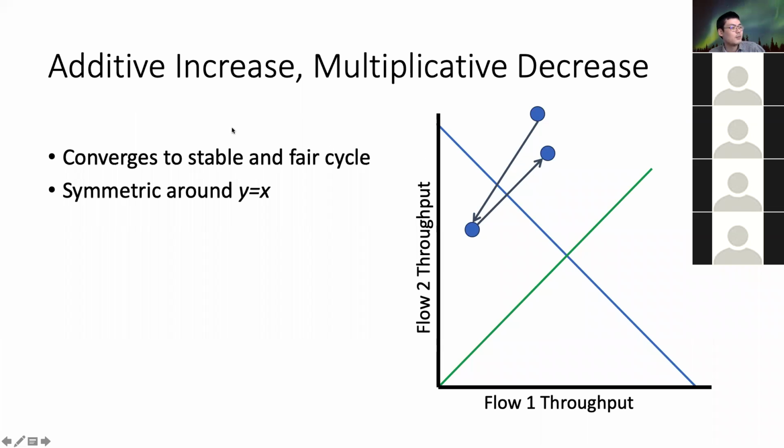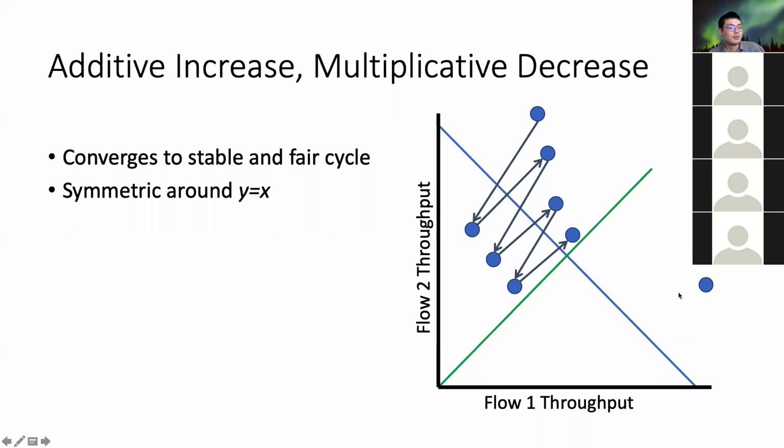And then you immediately do multiplicative decrease again. I cut the bandwidth by half each time, and then you do this. But you can see this has a desirable feature: no matter where you initially are, how unfair you are from the green line, you will get close to it.